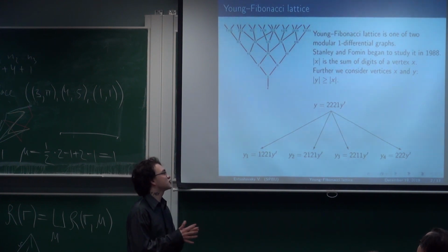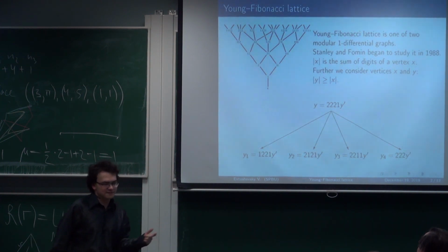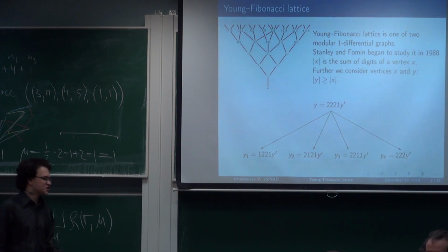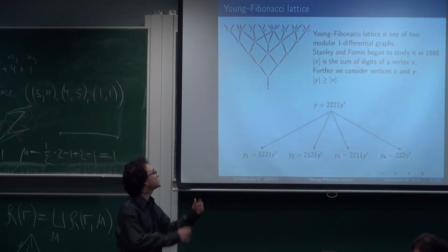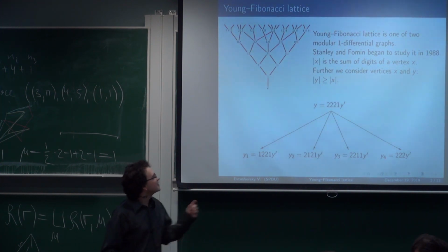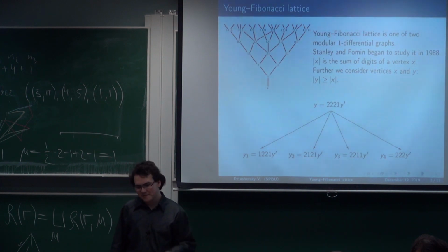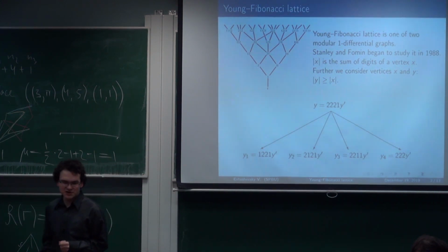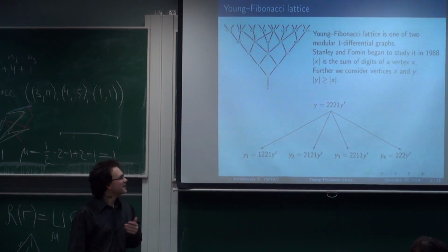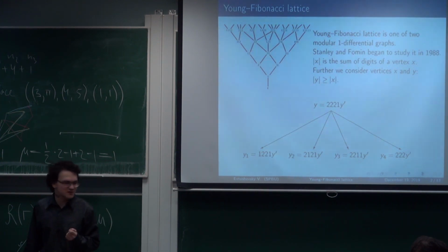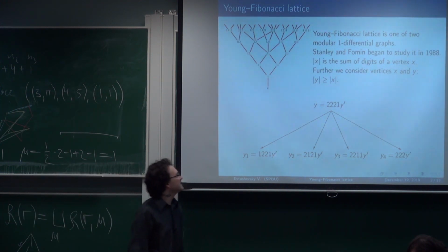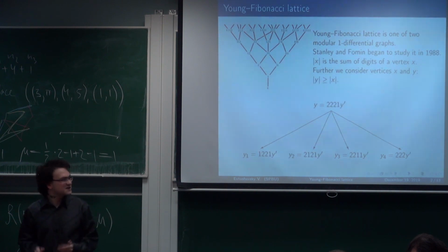Also, this graph is called 1-differential if the number of successors of every vertex equals the number of its predecessors. There are only two such graphs, the Young lattice and the Young-Fibonacci lattice. The Young lattice is very interesting, but it's not my topic. The Young-Fibonacci lattice is also very interesting, and it's my topic. Stanley and Fomin began to study it in 1988.